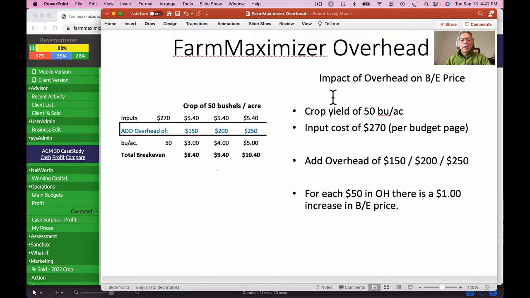Let's take a look. Here's an example of a farm that is getting 50 bushels an acre. When we take the inputs of $270 an acre, which is the same for all three of these farms at $5.40 a bushel. However, these three farms have different overheads: $150, $200, or $250 an acre. If you were to calculate the break-evens for farm A, it's $8.40 a bushel to break even, $9.40 for B, and $10.40 for C. Each $50 increase in overhead is a dollar per bushel increase in break-even price.